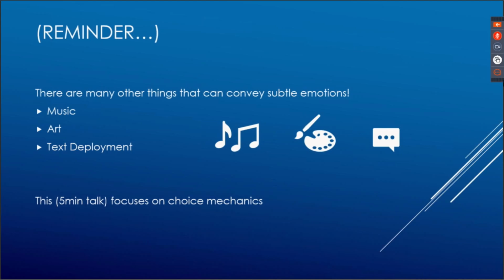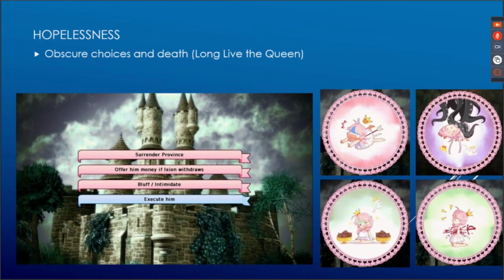So what kinds of choice mechanics lead to which emotions? Let's have a look at what other games have done. So I think very obscure choices can lead to hopelessness. Long Live the Queen is a game that gives players very little information, both in terms of what the choices themselves do, but also what kinds of choices are going to come up in the future. And wrong answers often lead you to death.